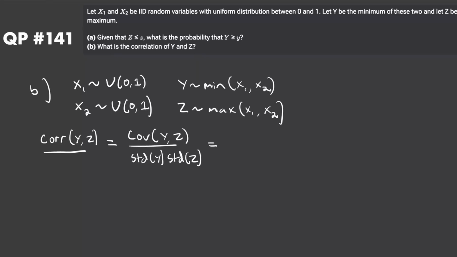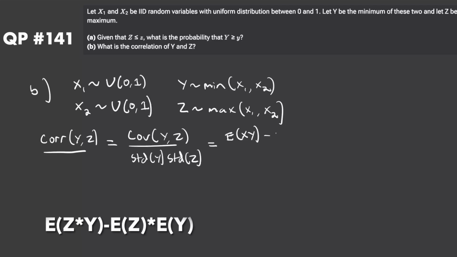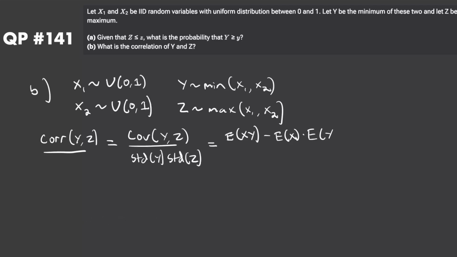We've also shown that the covariance is just equal to the expected value of X times Y minus the expected value of X times the expected value of Y. And we also know the standard deviation of Y is just going to be the square root of the variance of Y. And we know the standard deviation of Z is just going to be the square root of the variance of Z. So now we're just working with all the moments of the minimum and the maximum, which we talked about, how they were distributed, back in QP 139.